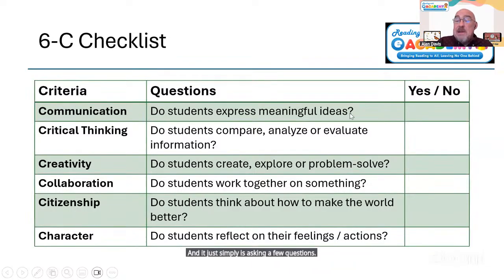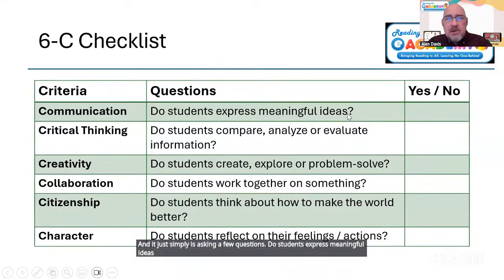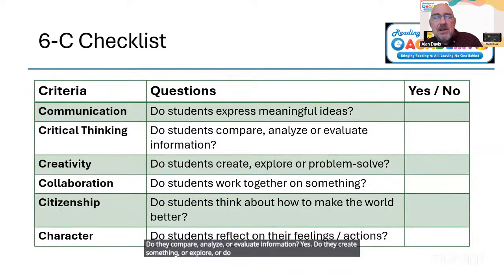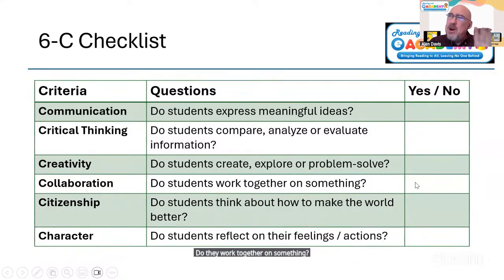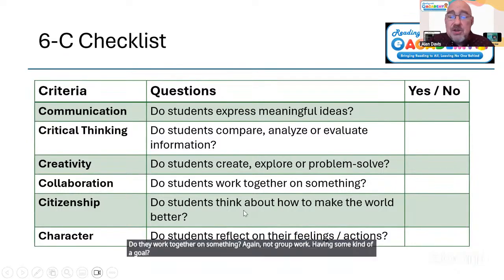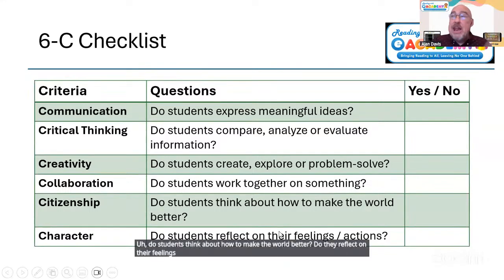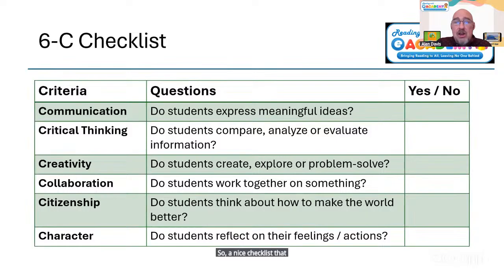Do students express meaningful ideas? I should have bolded that. Yes or no? Do they compare, analyze, or evaluate information? Yes or no? Do they create something or explore or do some problem solving? Yes or no? Do they work together on something? Again, not group work. Having some kind of a goal. Do students think about how to make the world better? Do they reflect on their feelings, their actions, and how these may impact the other people in the activity? So a nice checklist that you can use.